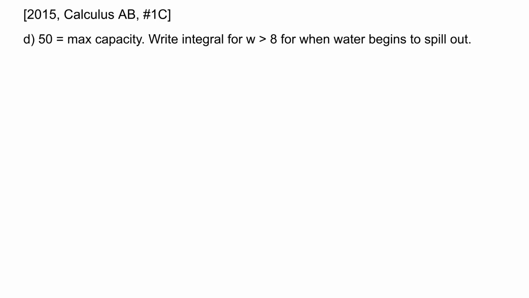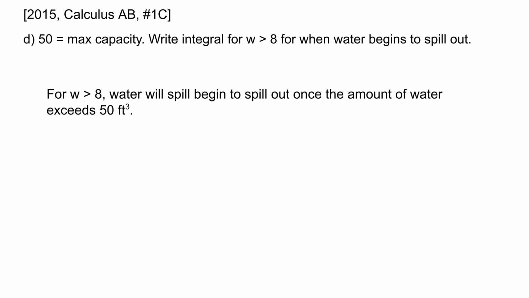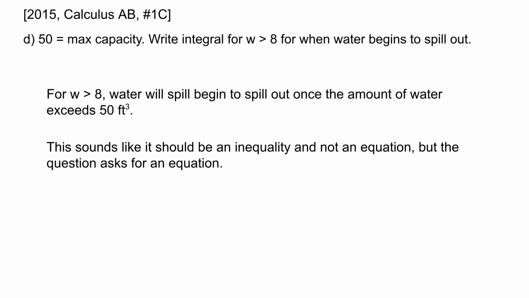In part D of the question, we are given that the maximum capacity of the pipe is 50 cubic feet. We are then asked to write an integral for the variable w greater than 8 for when the water in the pipe begins to spill out. For w greater than 8, water will begin to spill out once the amount of water in the pipe exceeds 50 cubic feet. Now, this sounds more like an inequality than an equation, but we're asked to write an equation, so make sure you write an equation.